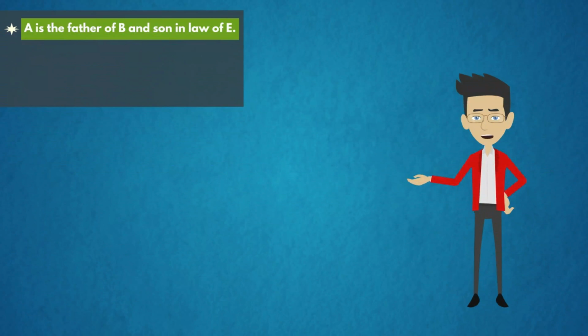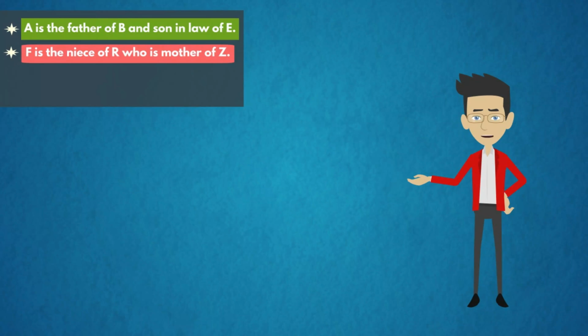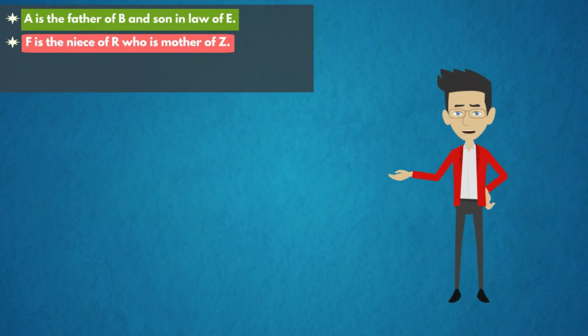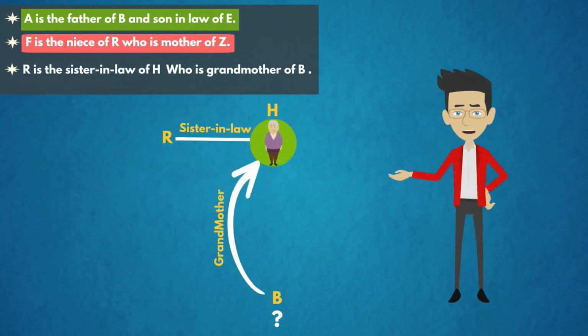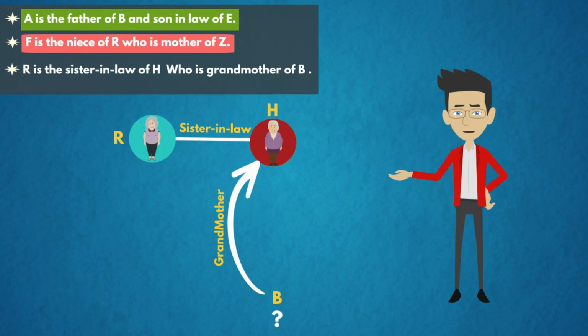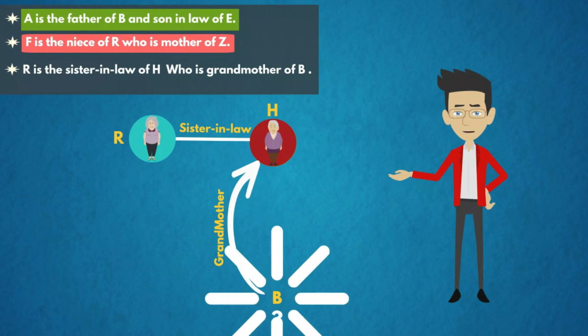And in the question they also given that F is a niece of R who is mother of Z. Here this statement is not related to the diagram. So skip the statement and later we will discuss. And they also given that R is the sister-in-law of H who is grandmother of B. Here R is a female person because R is the sister-in-law of H, and H is also a female person because H is grandmother of B.